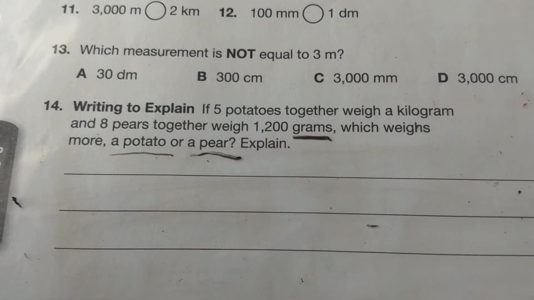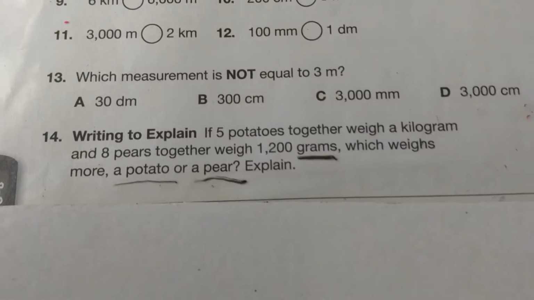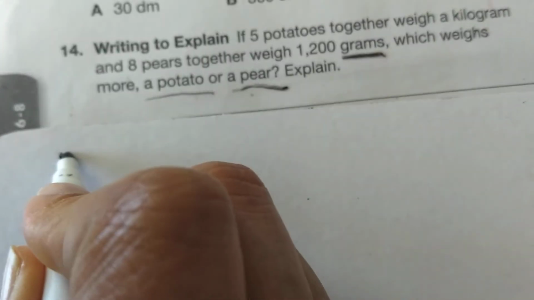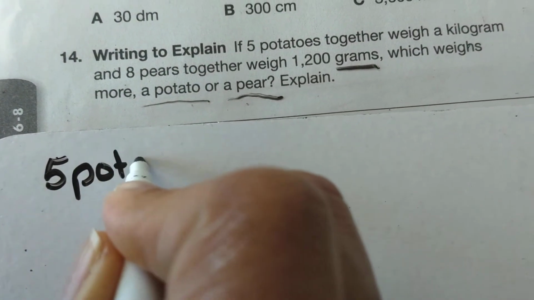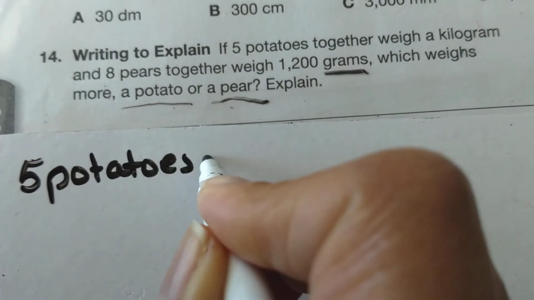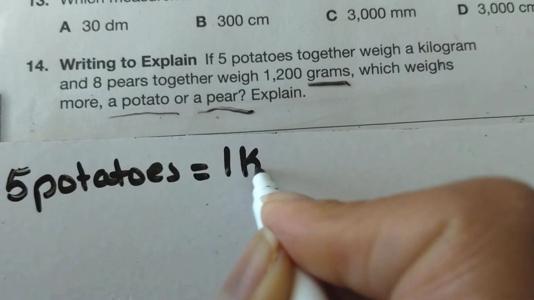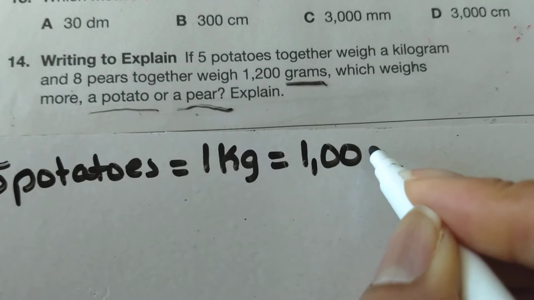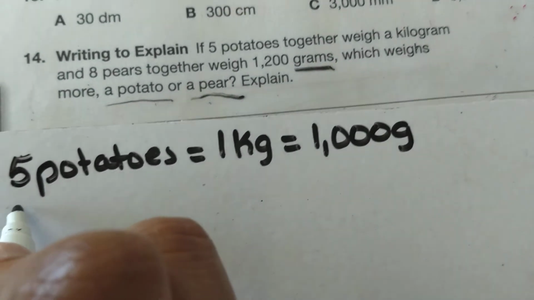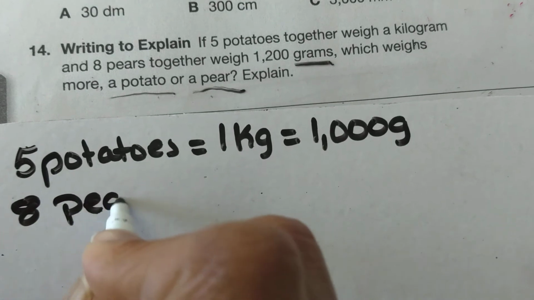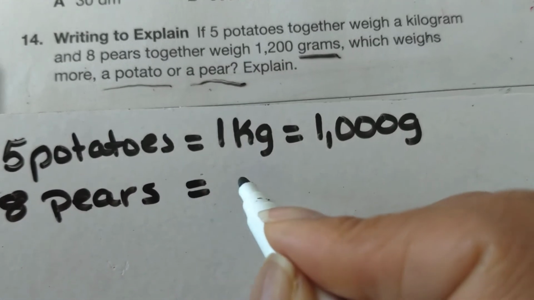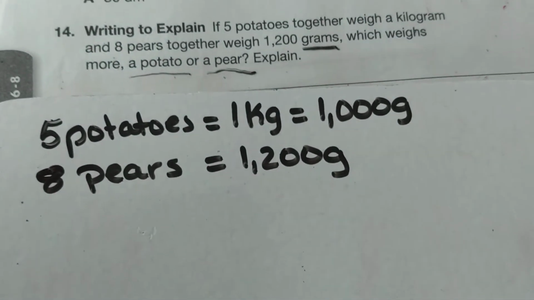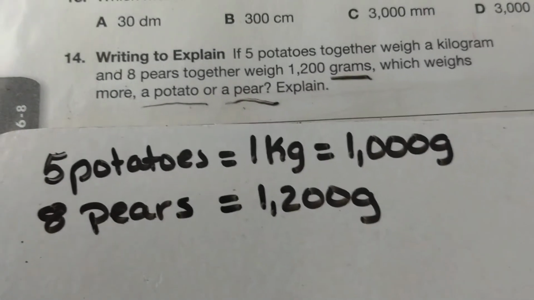All right, now we know that 5 potatoes equals 1 kilogram, which equals what? 1,000 grams. And we also know that 8 pears equals, is already in your grams, and it says 1,200 grams. Okay? Now, how are we going to figure out each?